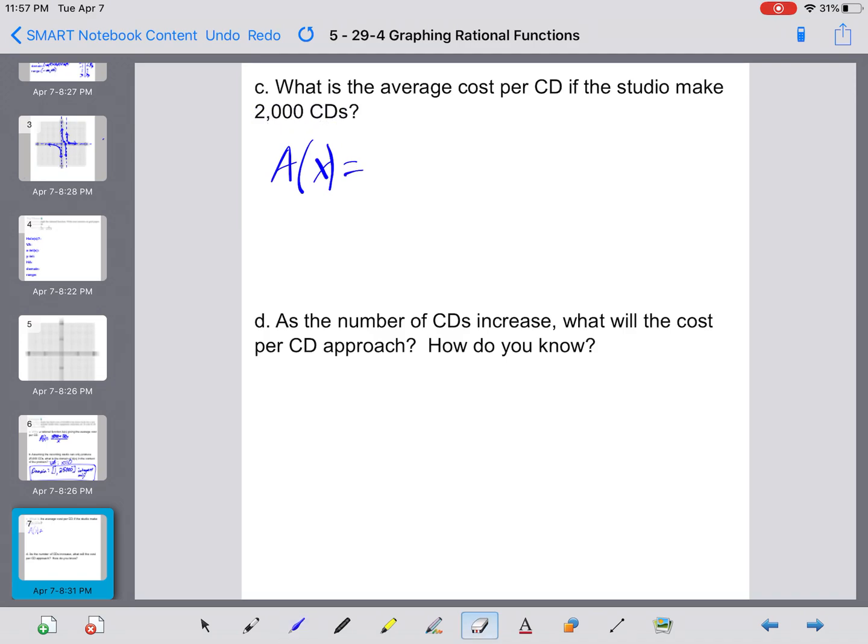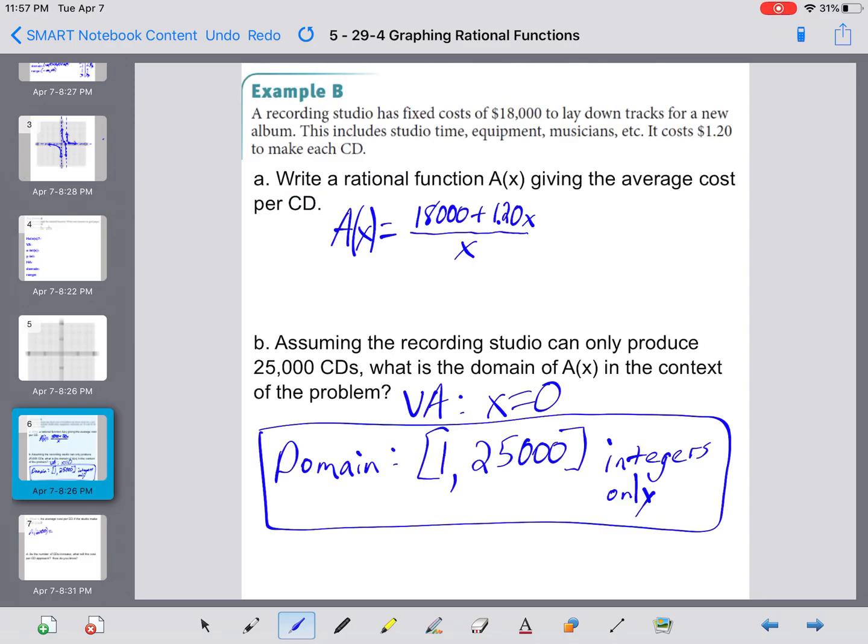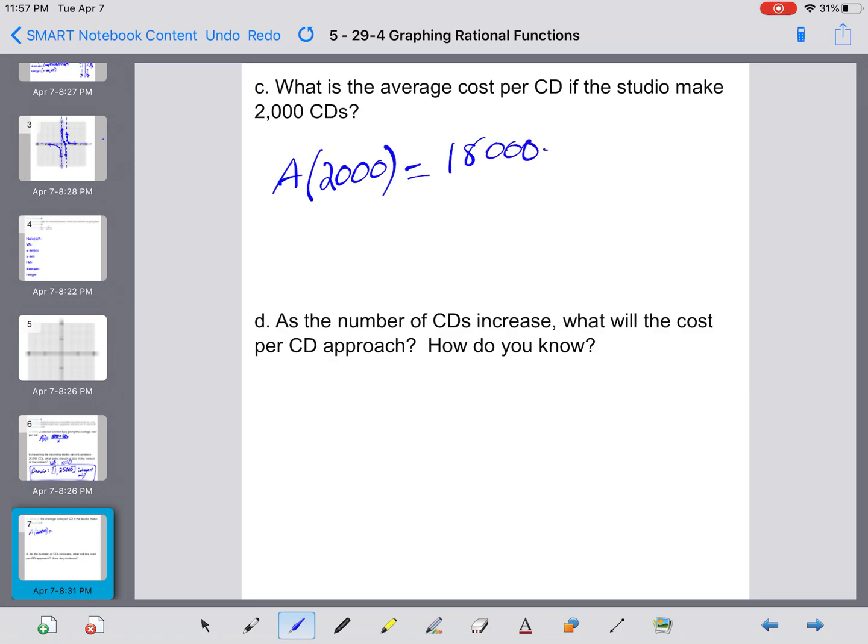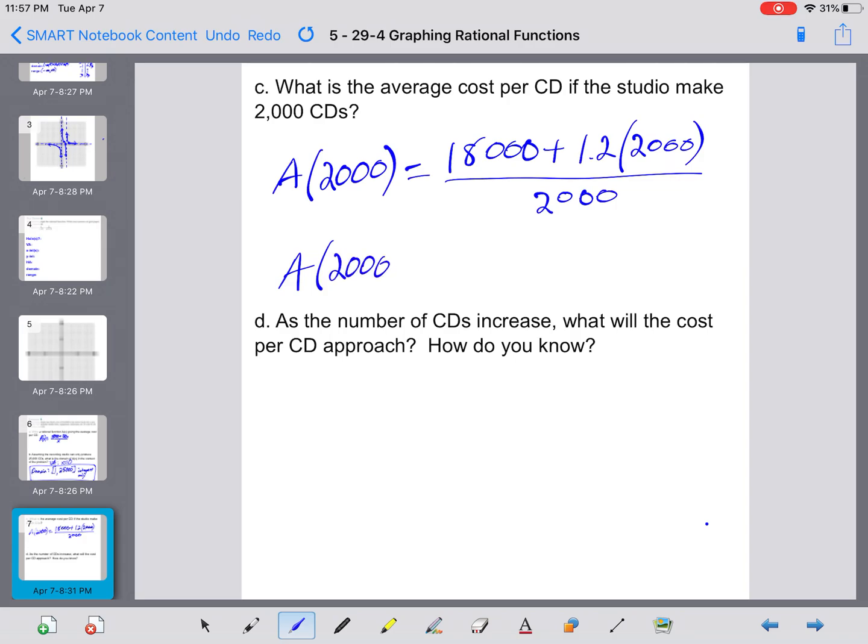So here, this is definitely giving you an x value. So I'm not even going to write A of x, I'm going to write A of 2,000. And that equals 18,000 plus 1.2 times 2,000, over 2,000. And we've got to type that into the calculator. I actually forgot to find that value before I started doing this video, so I'll bring out my calculator really quickly and let's see what we get.